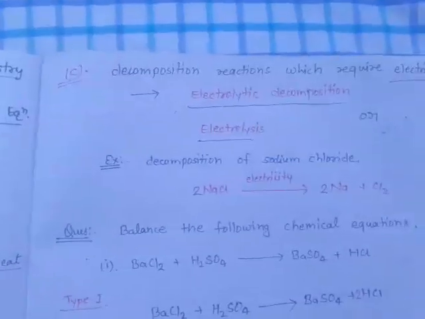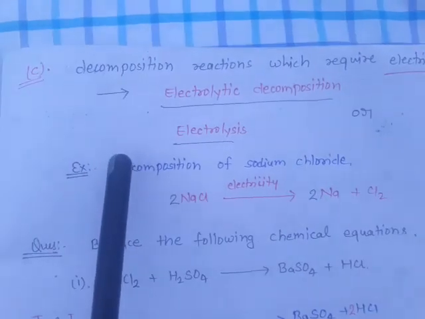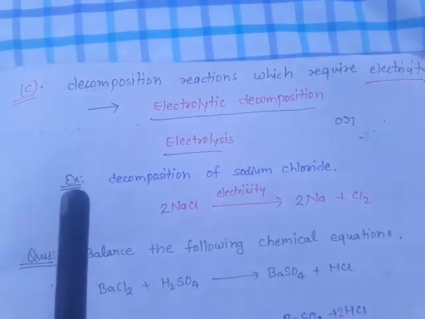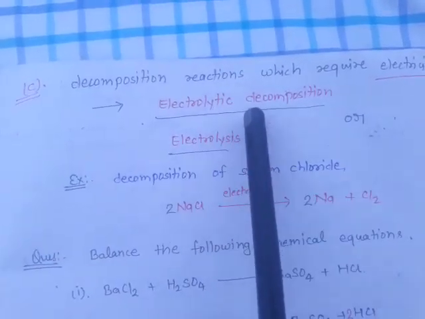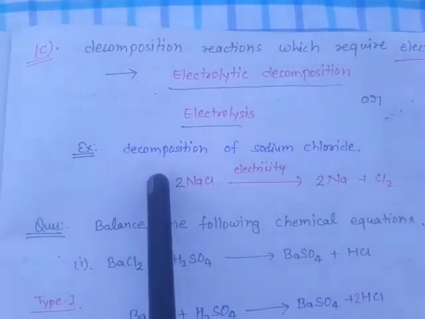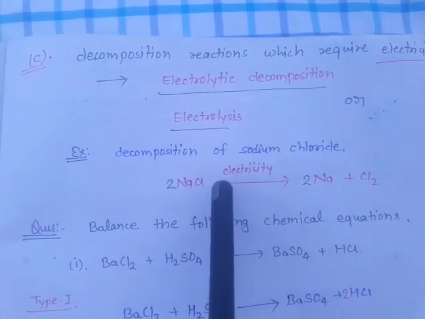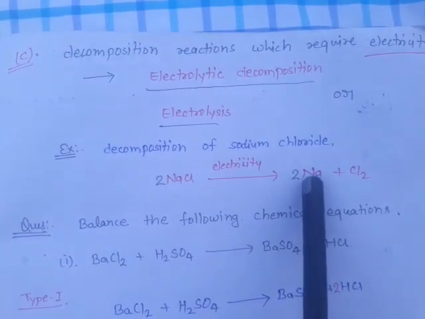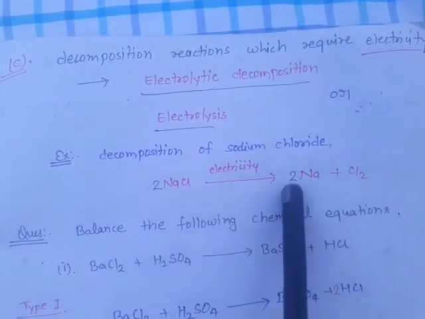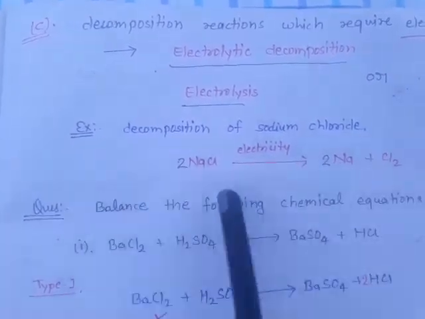The decomposition reaction which requires electricity, where energy is in the form of electricity, is said to be an electrolytic decomposition reaction or electrolysis. An example is the decomposition of sodium chloride: sodium chloride decomposes in the presence of electricity to form sodium and chlorine. For balancing, it is written as two molecules of NaCl giving two molecules of Na and one of chlorine. Now this is the format of this type of decomposition reaction.